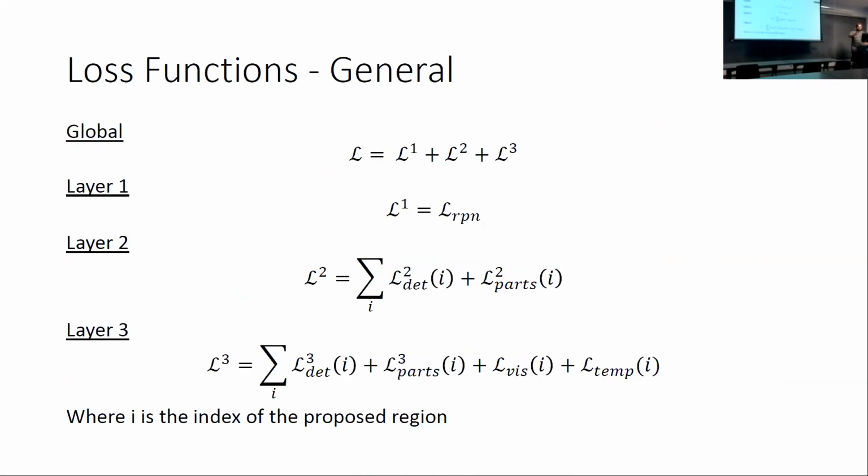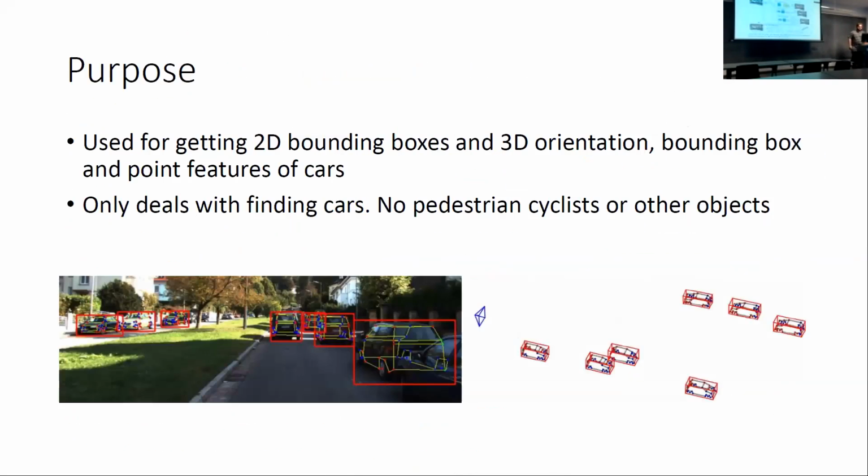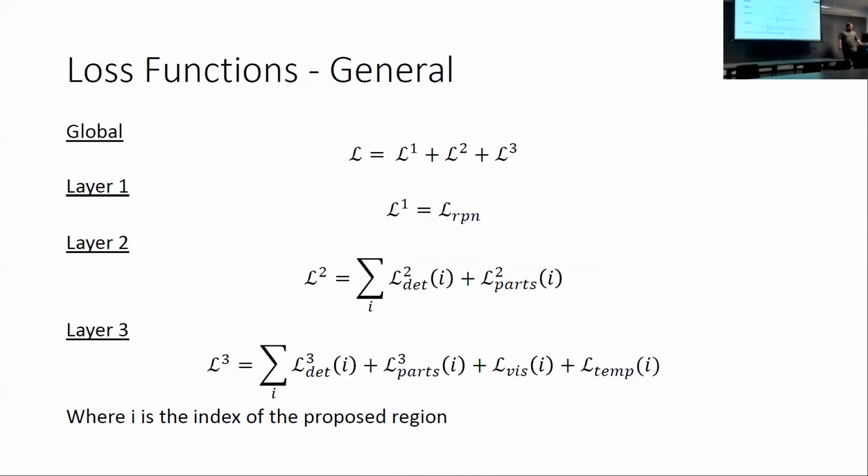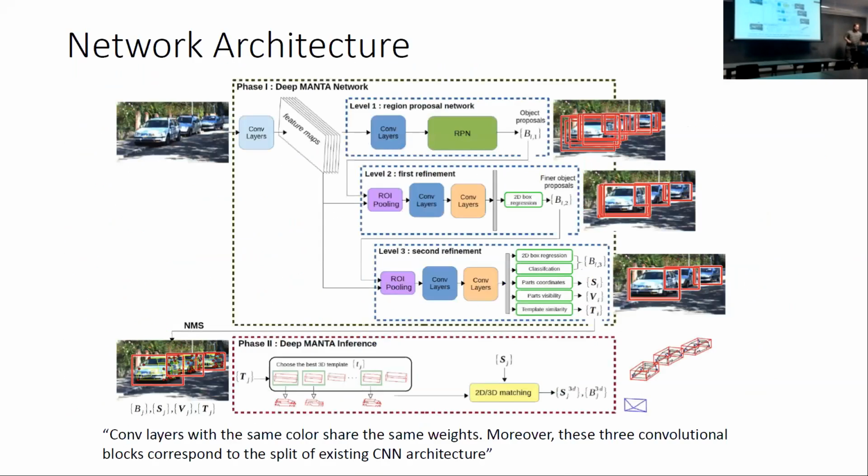For general loss functions, they have losses for each of the layers: layer 1, layer 2, layer 3. Each of these has its own independent loss function. Layer 1 just has the RPN loss ripped from the other paper. Layer 2 has a detection loss and a part loss, which is interesting considering that we're not calculating for parts in layer 2. So why that's a loss at all, I don't know. It seems wasteful to train it to do something that it doesn't do, but I don't know.